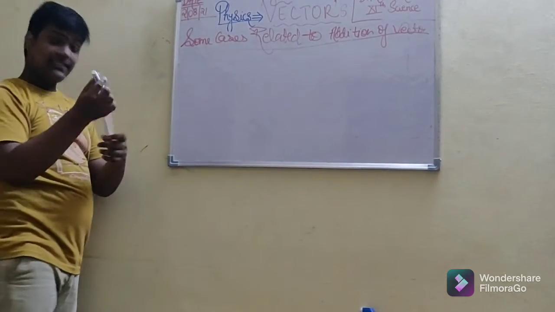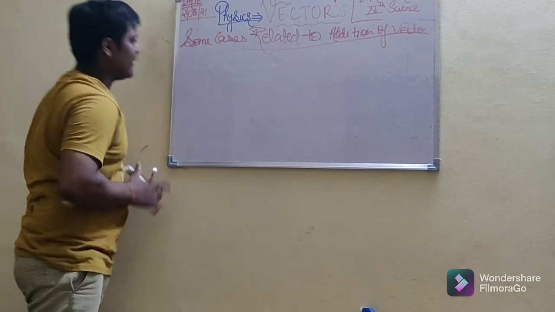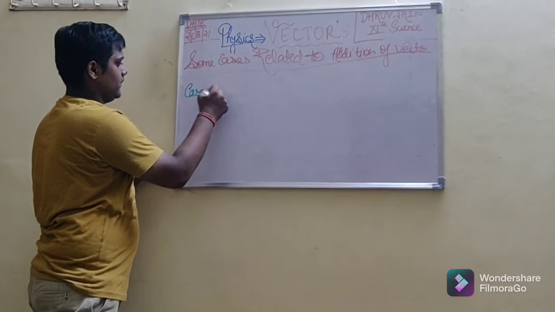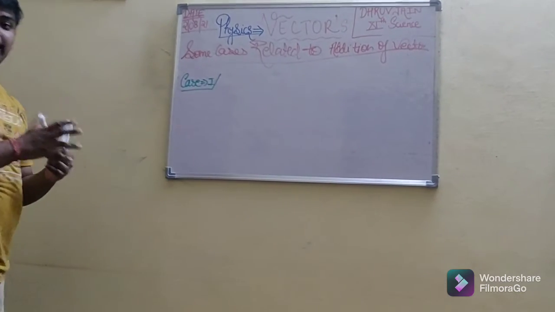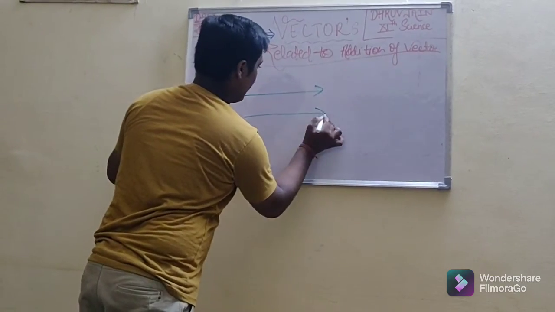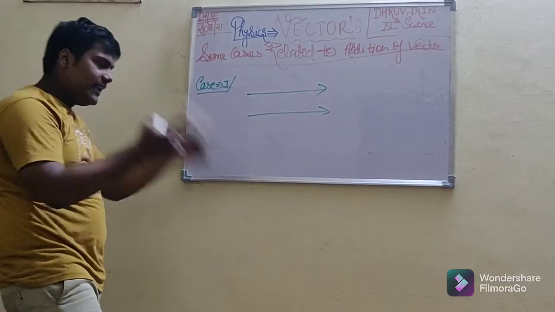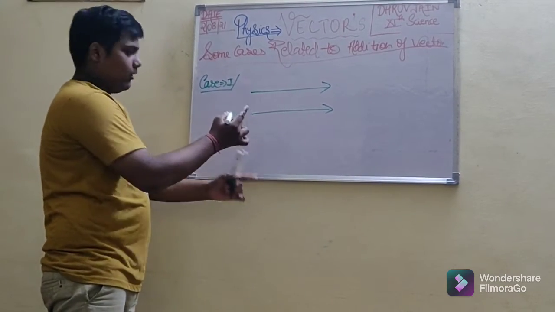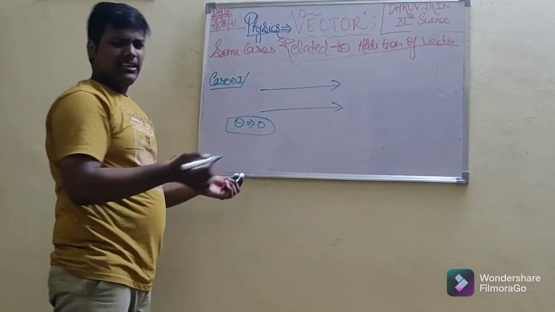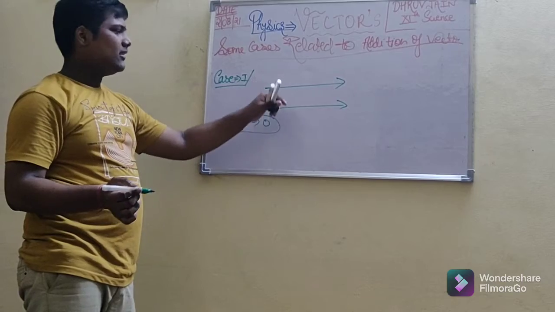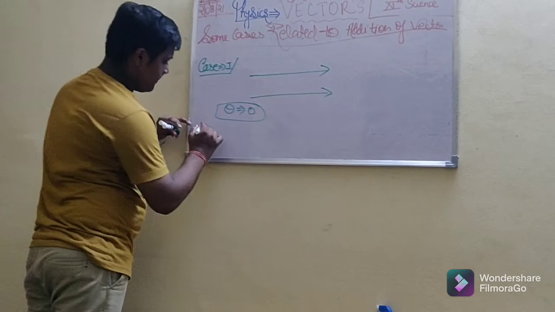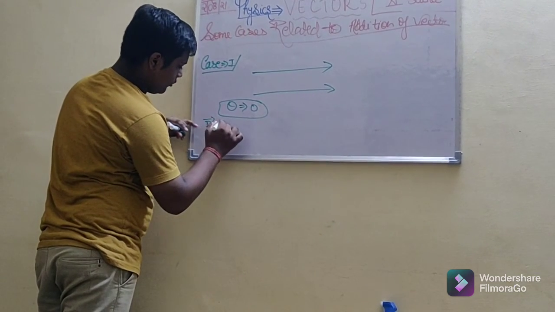The first case that I am going to take, case first: when two vectors are parallel to each other, equal and parallel, then theta is 0 degree. They can be equal or not, but the main thing is they should be parallel. Then our resultant vector will be equal to.